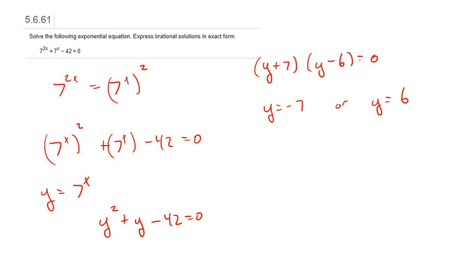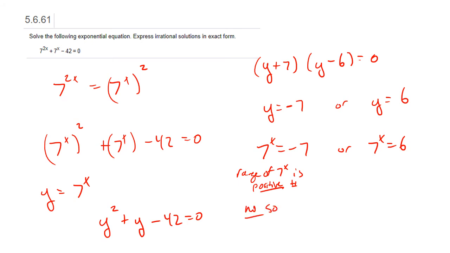Now we can go back and say, y wasn't just any variable, it was 7 to the x. 7 to the x equals negative 7, or 7 to the x equals 6. This first one here, however, I have an exponential function, 7 to the x, producing negative 7, but the range of 7 to the x is only positive numbers. So this has no solution. I cannot raise 7 to the x and get out a negative number. So the only solution is 7 to the x equals 6.